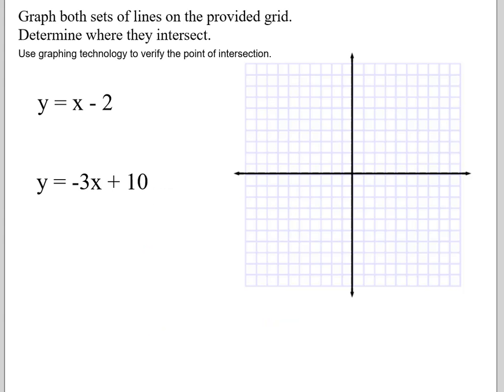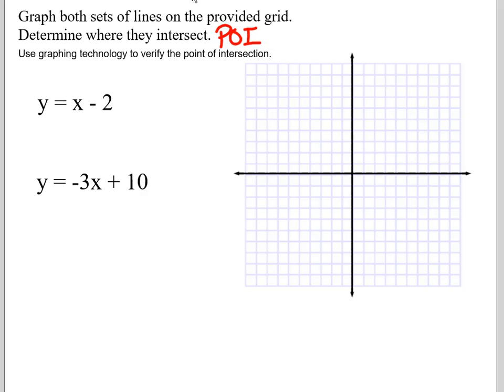And again, that's only when it's in the form y equals mx plus b, but we're going to take advantage of that. Okay, so graph both sets of lines on the provided grid, determine where they intersect, and we're going to call that intersection a POI, or a point of intersection. Use graphing technology to verify the point of intersection, so if you want to fire up Desmos, you can check it that way. But let's do this by hand first.